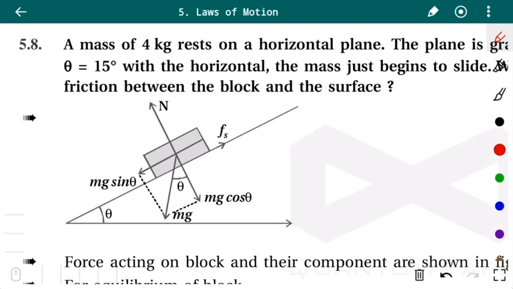Now because the mg is in this direction, we need to see the components. So this mg makes an angle theta with this vector, so that becomes the cos component. So this becomes mg cos theta, and the other vector which is perpendicular to that, that is the mg sin theta. So this is the free body diagram.